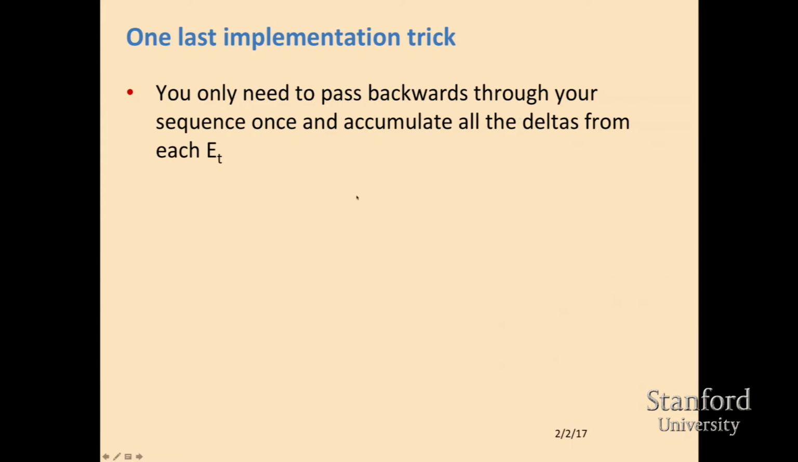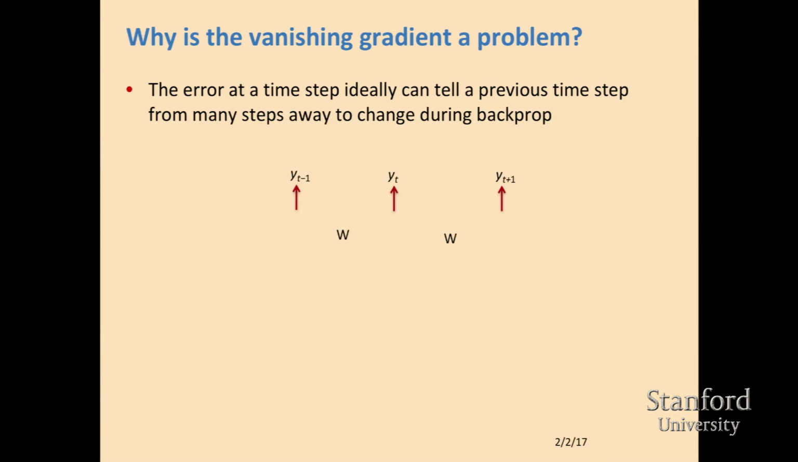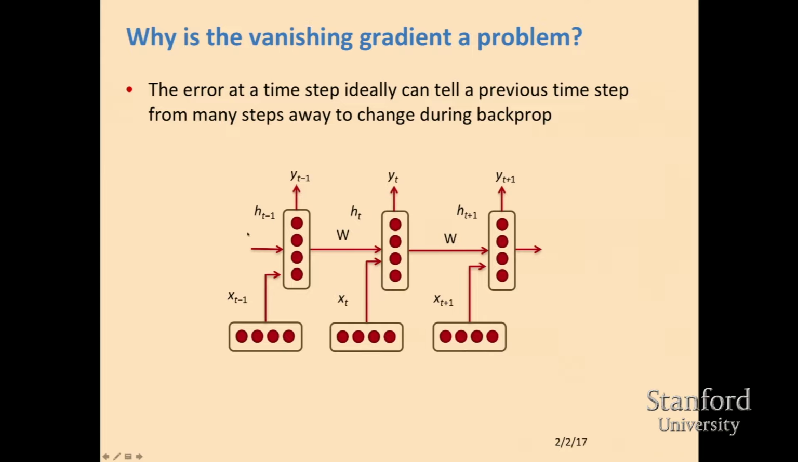All right, one last trick, and this is maybe obvious to some, but it wasn't obvious to others, even in the past when people published on this. You essentially only need to do a single backwards pass through the sequence once you accumulate all the deltas from each error at each time step. Looking at this figure again, you have one forward pass where you compute all the hidden states and all your errors, and then only a single backwards pass. As you go backwards in time, you keep accumulating all the deltas at each time step.